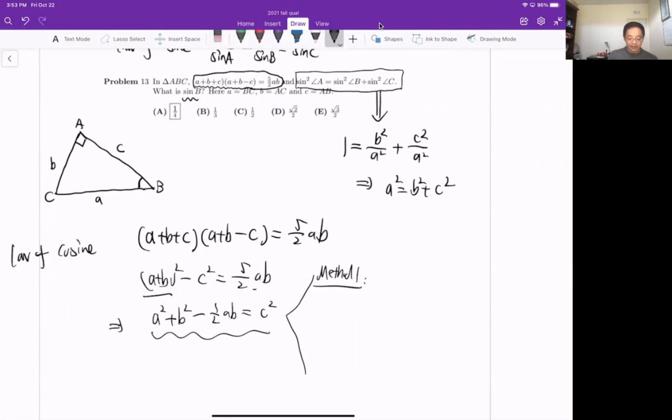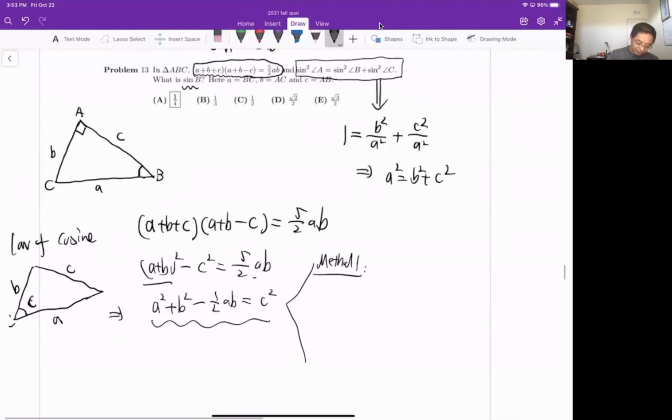Law of cosine itself is a generalization of Pythagorean theorem. Right? So there we have, let's say this is A and this is B, this is C. All right, this is the angle C, big C. And then the law of cosine says a squared plus b squared minus 2ab times cosine C equals c squared. This is law of cosine.